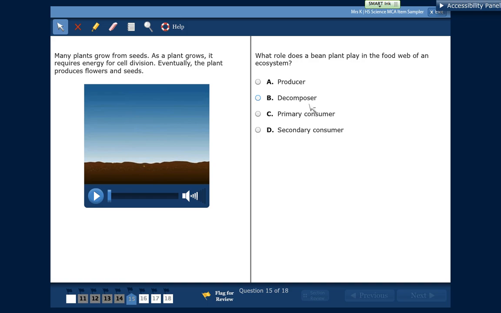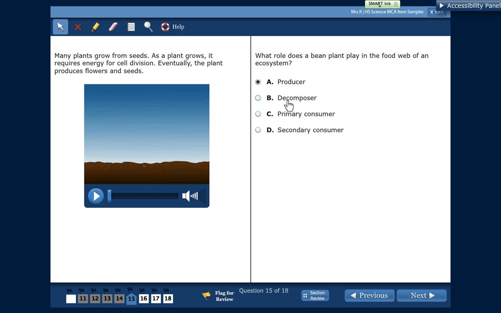Question 15. What role does a bean plant play in the food web of an ecosystem? So think about food webs, food chains. It all starts with the sun. A bean plant gets its energy from the sun. Okay? So the answer wouldn't be the sun, and it's not even a choice. But a bean plant, let's look at A. Is a bean plant a producer? Does it produce its own food? Yes, it does. It doesn't need to eat anything else. It produces its own food.